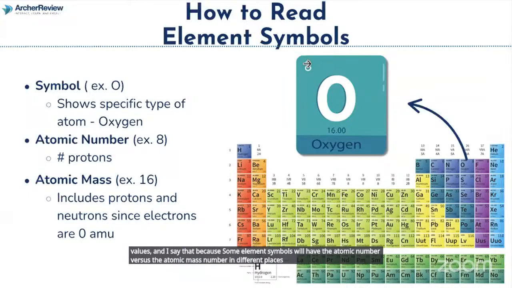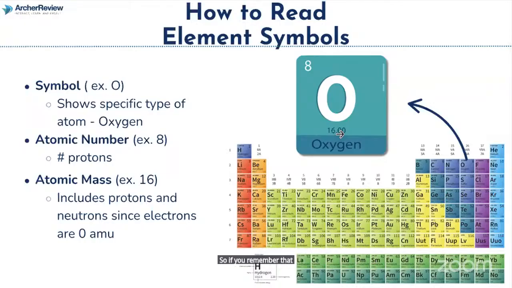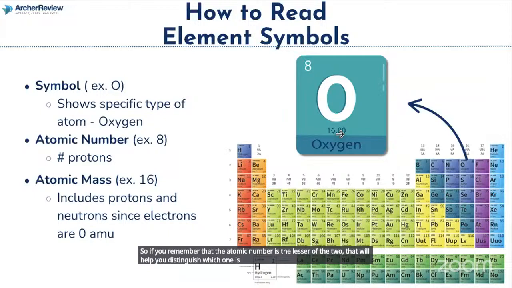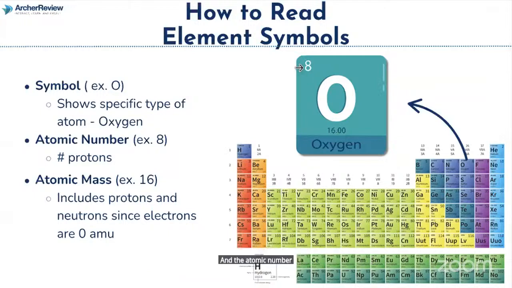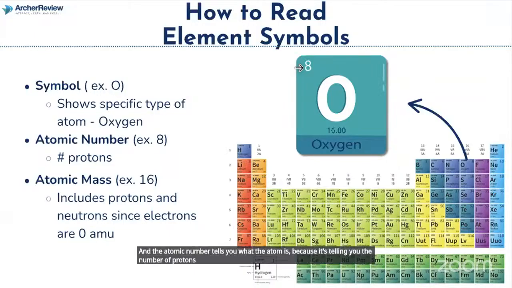So you can't always go off of, oh, the atomic number is on the top and the atomic mass is on the bottom. It kind of gets shifted around. So if you remember that the atomic number is the lesser of the two, that will help you distinguish which one is what. And the atomic number tells you what the atom is because it's telling you the number of protons that that element has.